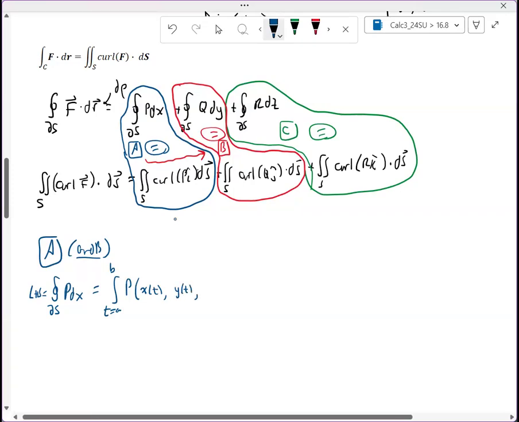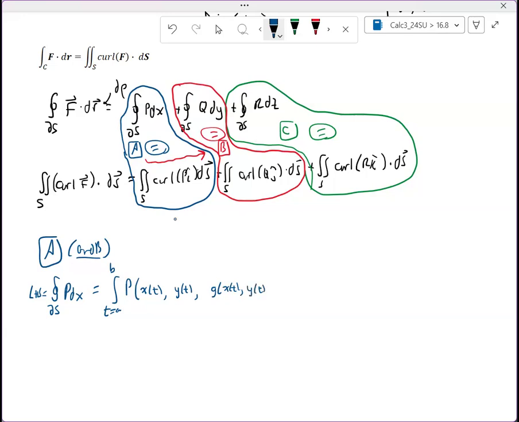So p is a function, this p of x, y, z, but then z is g of x, y, so that's why we have g of x of t, y of t here in the third component of p. And then we just have x prime of t dt. That's what dx turns out to be in the sense of an integral with respect to t.